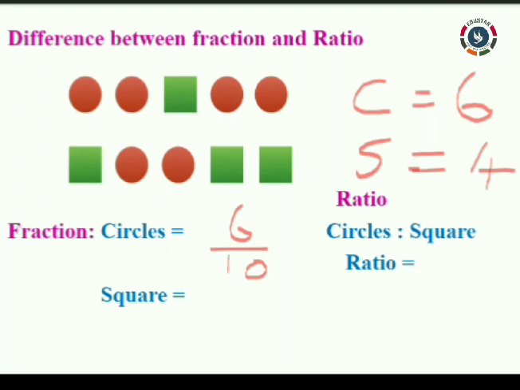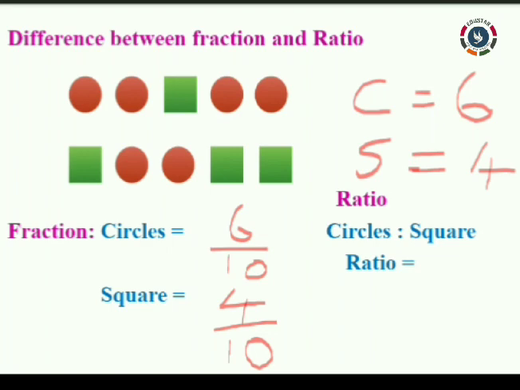Next, for square, how many shapes are there? Total you have 10 shapes. Out of this 10, how many square? 4 squares. So 4/10 is a fraction of square. Fraction means you are writing from the part of a whole, right? Yes. Next, ratio.